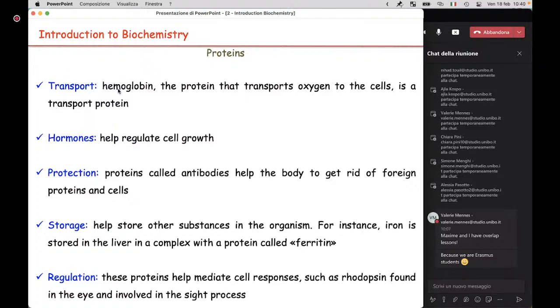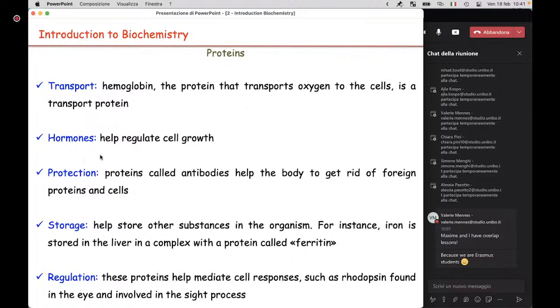For example, okay, this is a different kind of transport. Hemoglobin is the molecule that transports oxygen to every body cell. It is contained in red blood cells. And this is another kind of transport, but in this case, the protein has just the function of bonding itself to oxygen and releasing oxygen once the red blood cell arrives at the tissues.